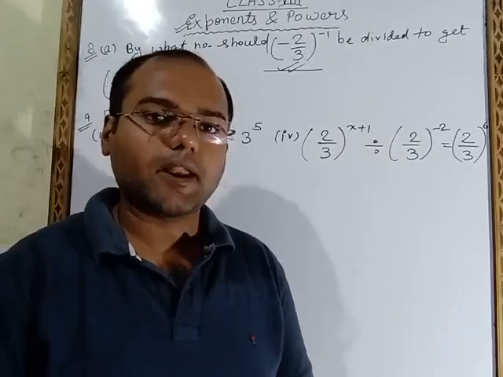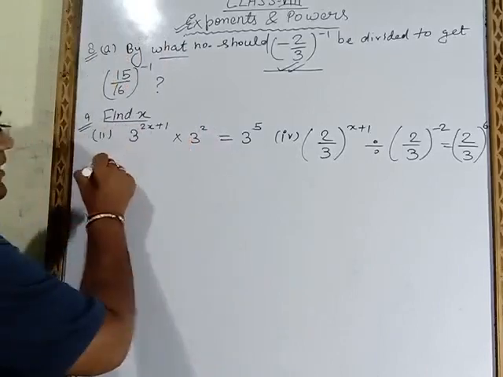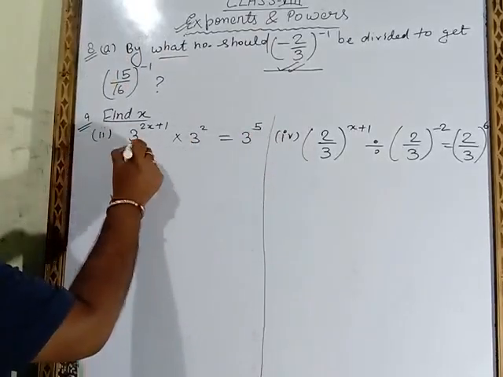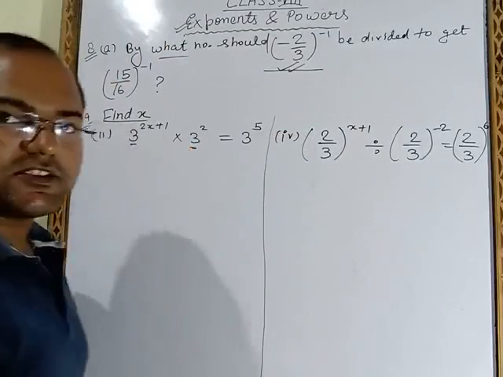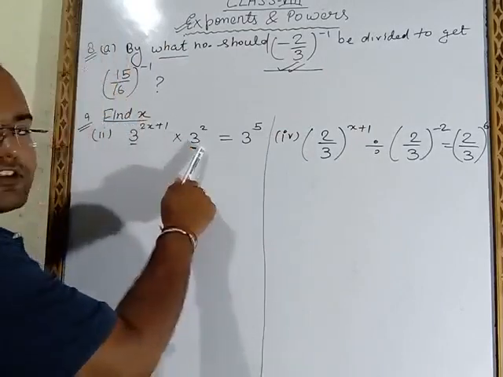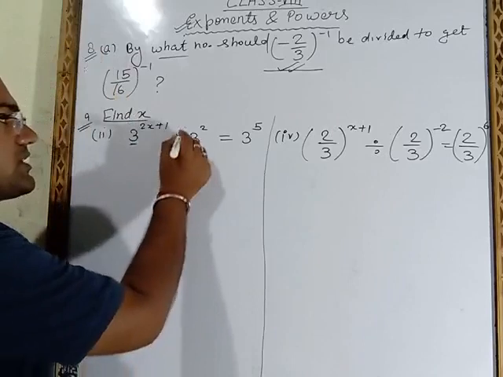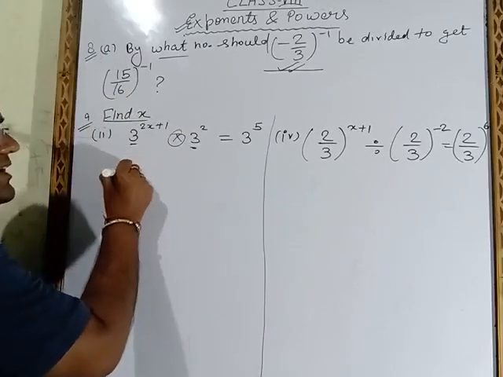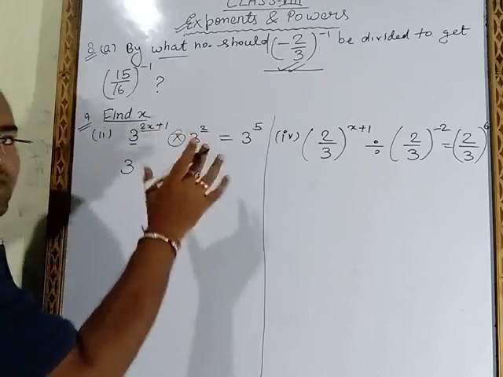Now come to question number 9, second part. In this question the bases are the same. This is base 3, this is also base 3, and in between these two bases a multiply sign is coming. So what we have to do in multiplication: this base we have to write as it is, and these two powers we have to add.